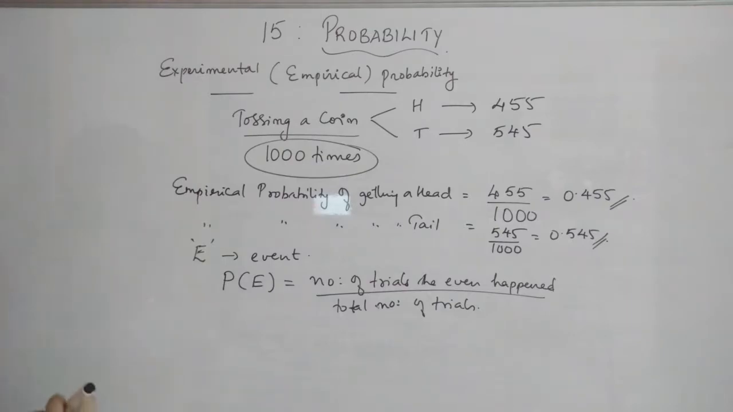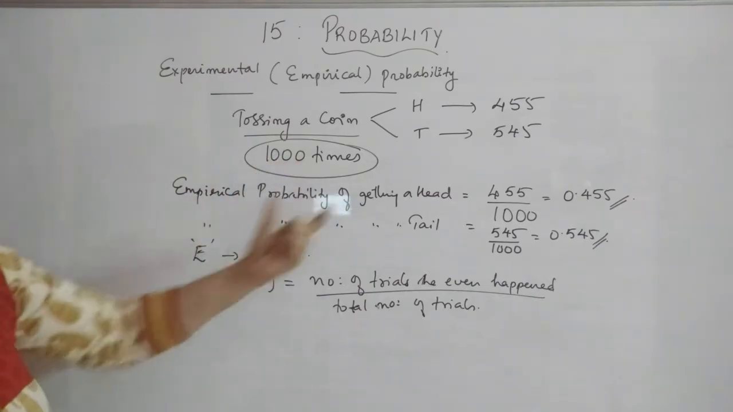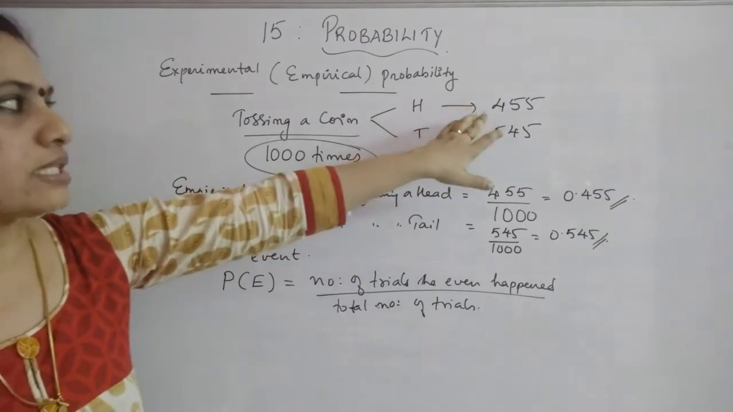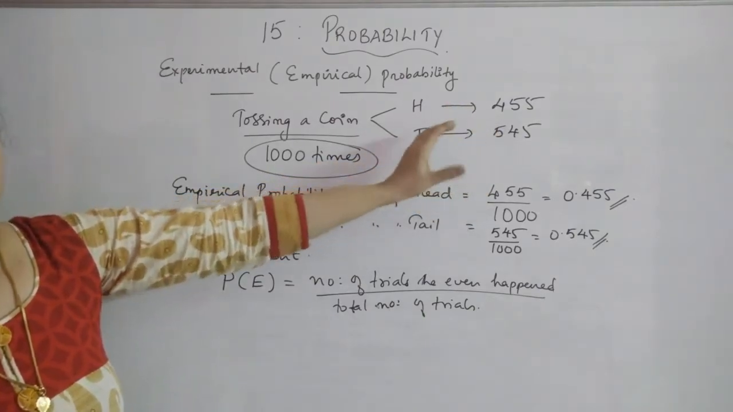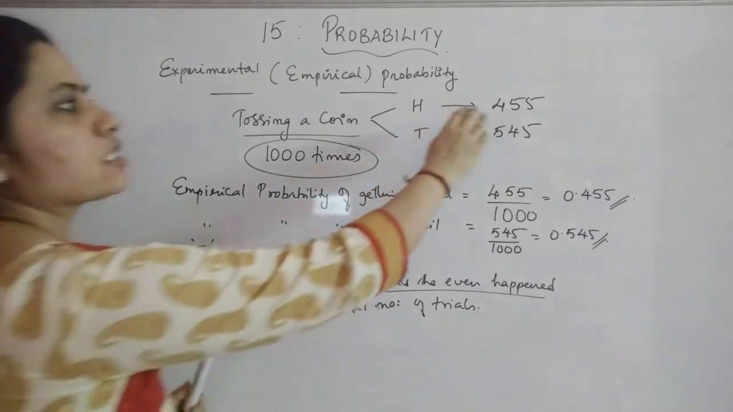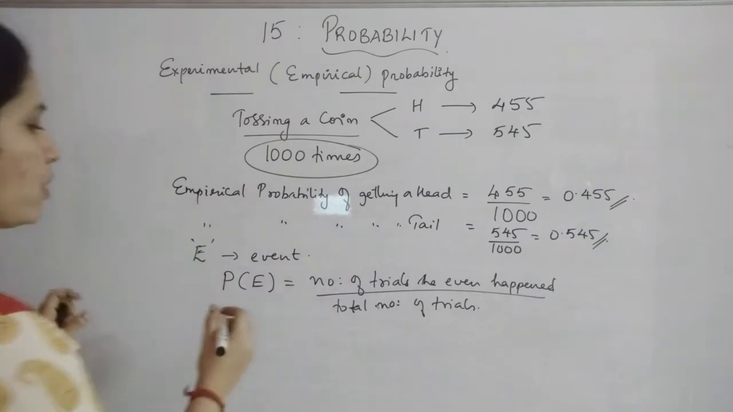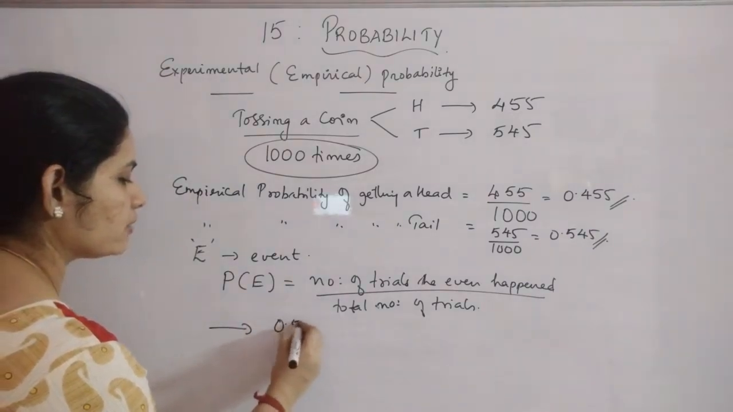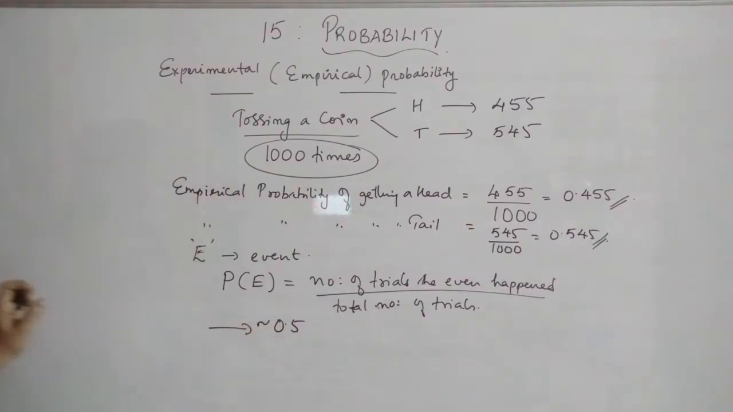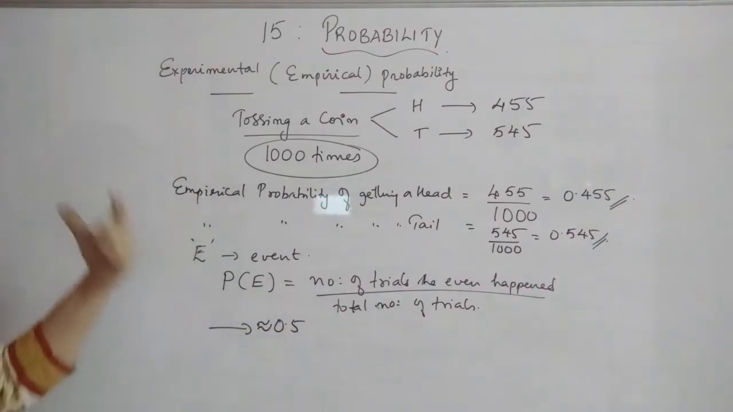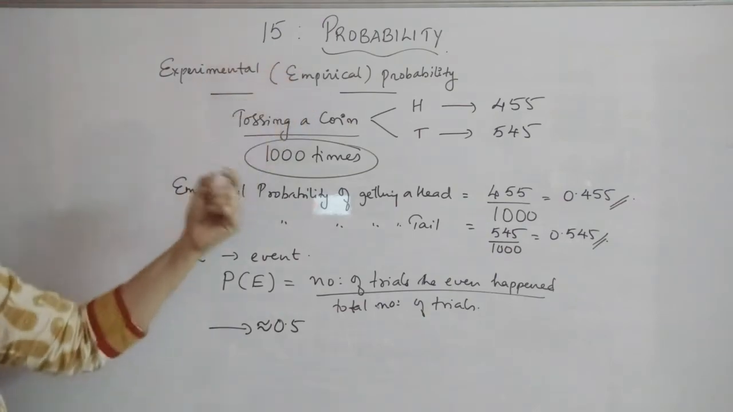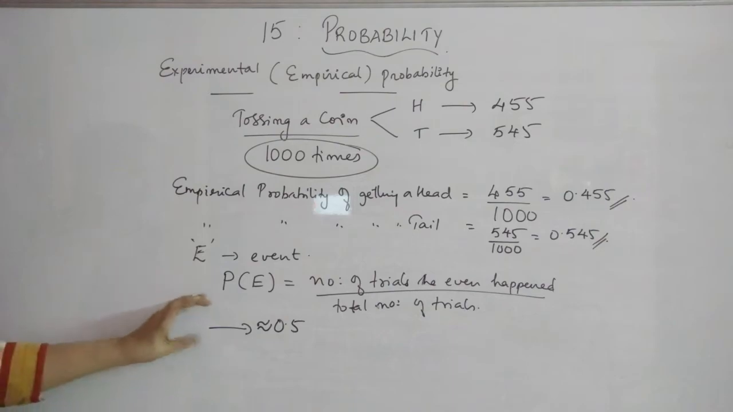Now if I toss the coin again another 1000 times, then the probability of getting head and getting tail will change, or you can say the occurrence will be a little higher or lower. The values can change, but altogether the value will be approximately equal to 0.5, for either getting a head or getting a tail. So that will give you an idea about the theoretical approach to probability, or classical probability.